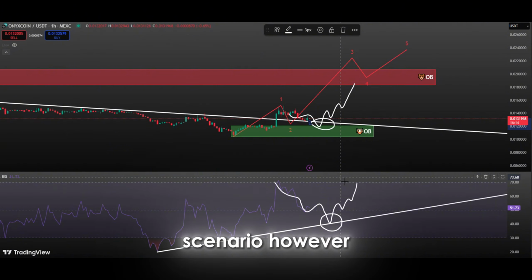In the opposite scenario, however, if the RSI bounces off the trend line and starts an upward move, it would be an indication that buyers are back in and the uptrend could continue. And remember that RSI and price move in parallel.